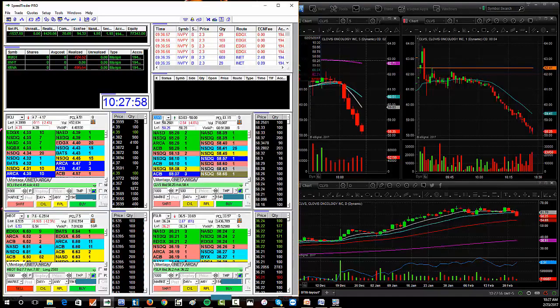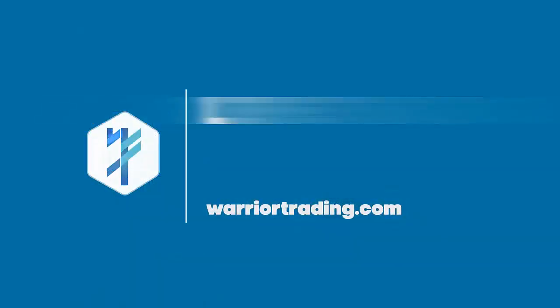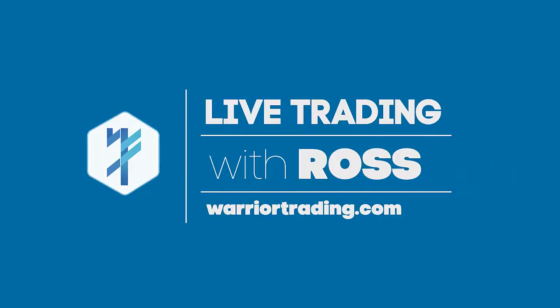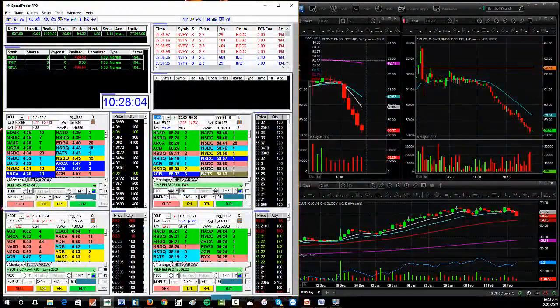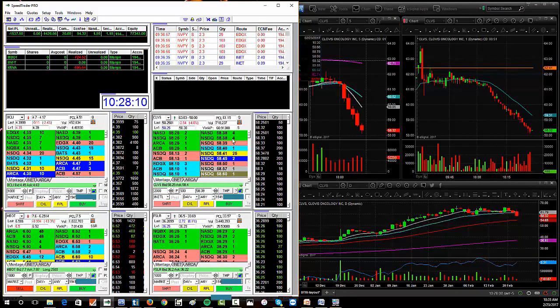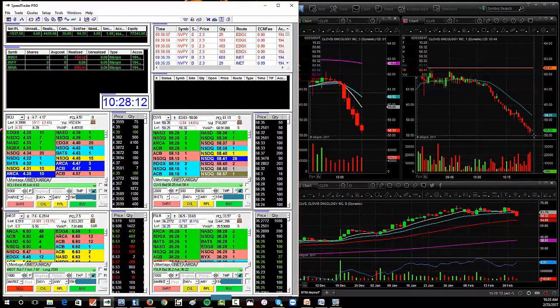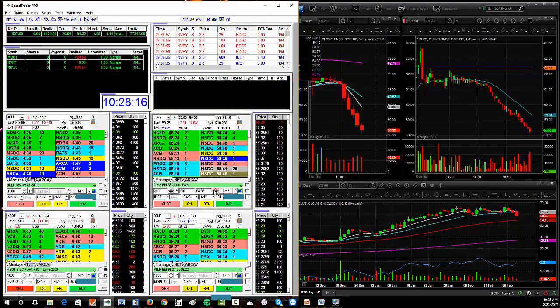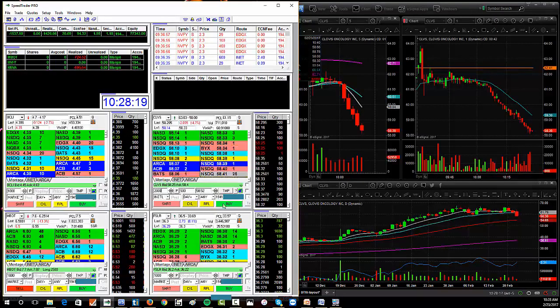Now CLVS, see how much room this has to bounce up to the 20 moving average? This one has a lot more room, just as a scalp, a bounce on a scalp setup. So on this one, I would watch for a possible long. The first candle to make a new high would be over 58.50 on CLVS.